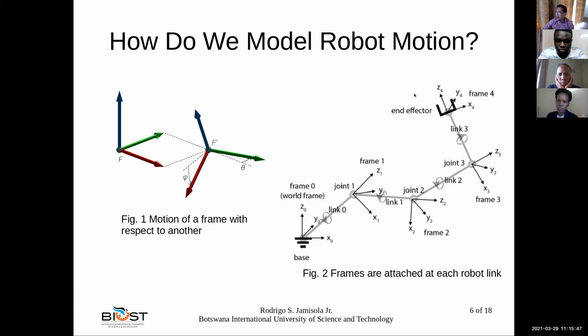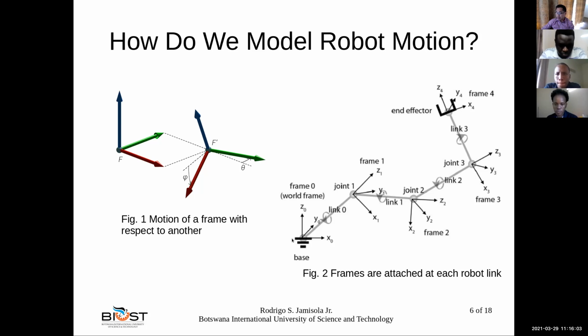Are you seeing my mouse moving or no? Are you seeing my mouse moving? Yes. Okay.